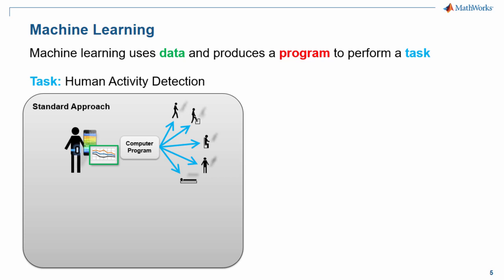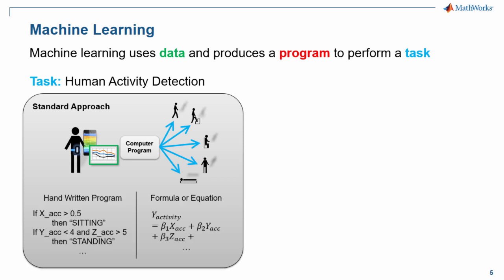In the standard approach for this, we would write some code. We would work out by hand how to write the logic to split up the different activities a person has, or maybe even write down a formula that governs the equations that we care about.